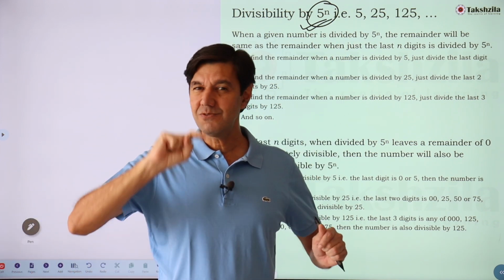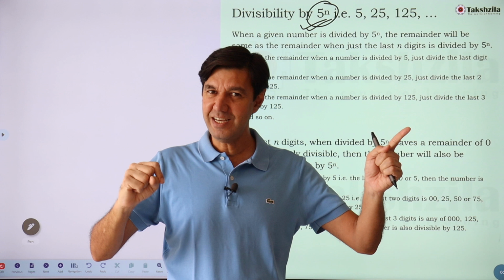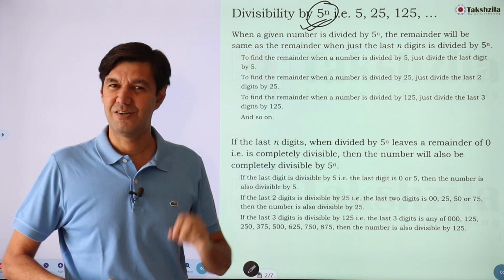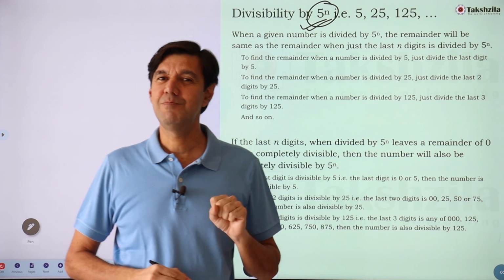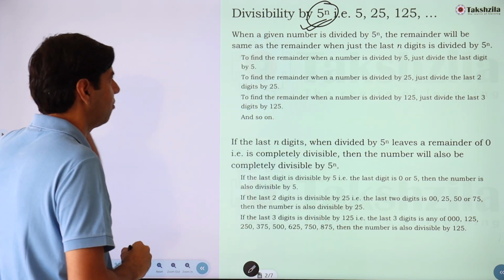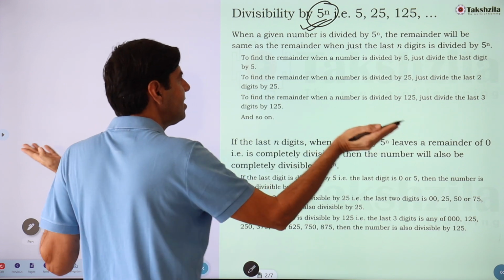And why does it work for 2 raised to n and 5 raised to n and not for other numbers? That's also very interesting to think. We use the decimal base system, that is 10, and 10 is 2 into 5. That's a hint to it. So the idea is the same.